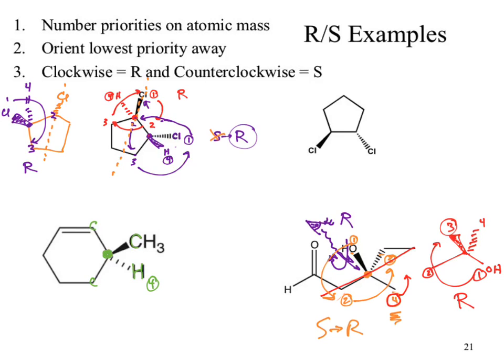How do we tell the difference between the next? Well, we go out to a hydrogen, we go out to carbon, we go out to carbon, which then means the CH3 gets our 3.